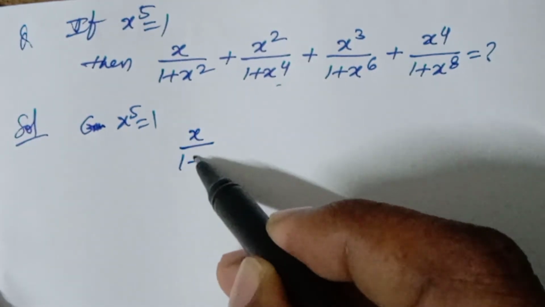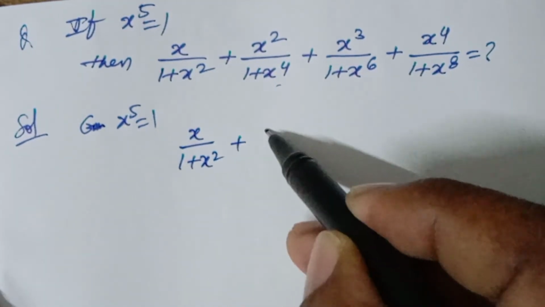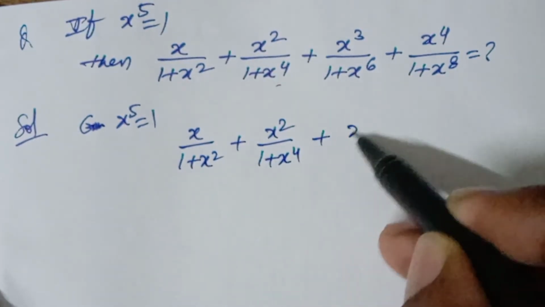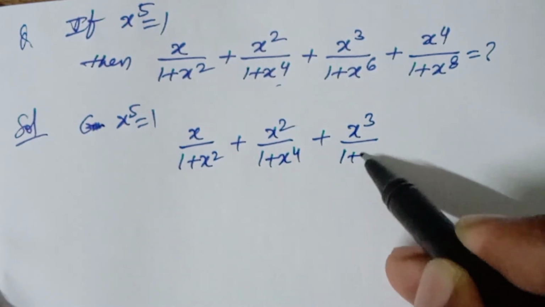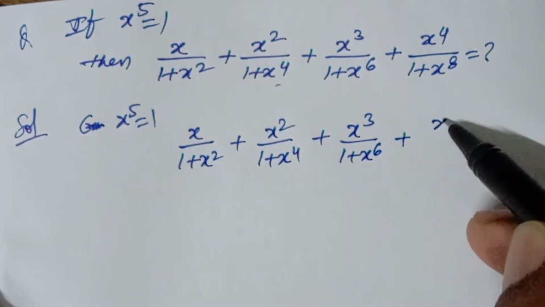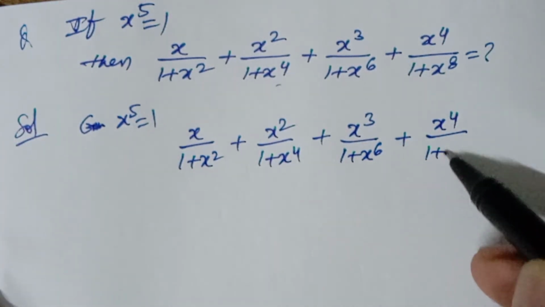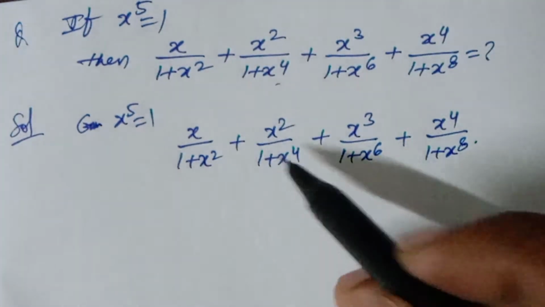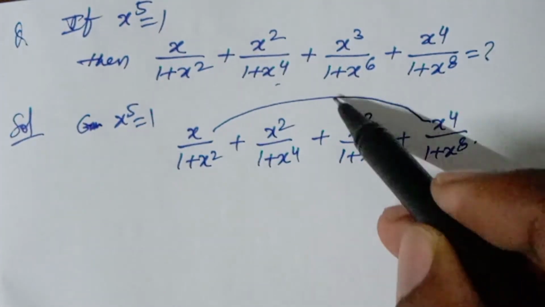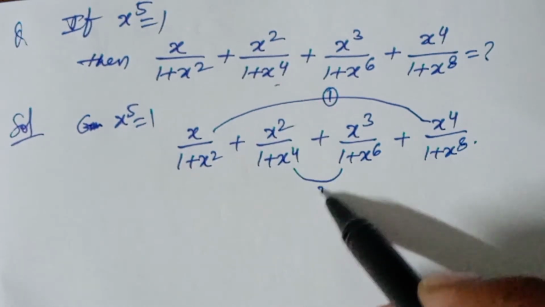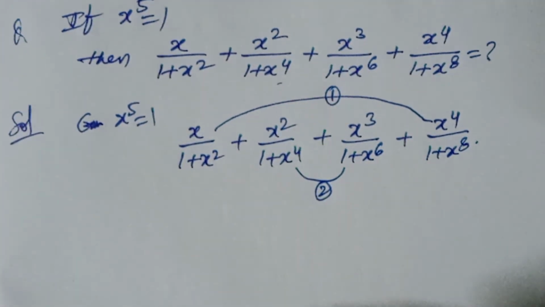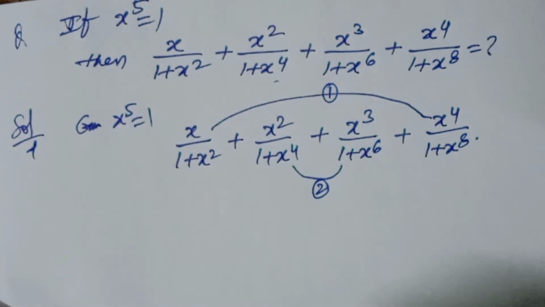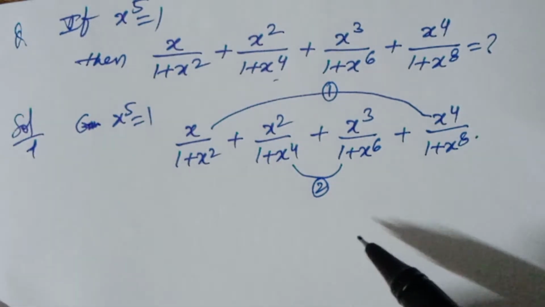x by 1 plus x square plus x square by 1 plus x to the power of 4 plus x cube by 1 plus x power 6 plus x to the power of 4 by 1 plus x to the power of 8. You have to find the value of this. So I am making it into two pairs. This is one pair and this is another pair. I will add both the pairs and I will get the answer. So this is the logical problem. That's why this was selected as an Olympiad problem.